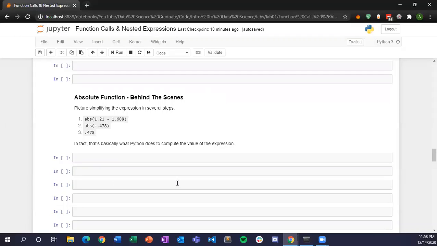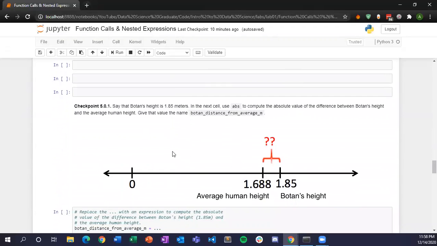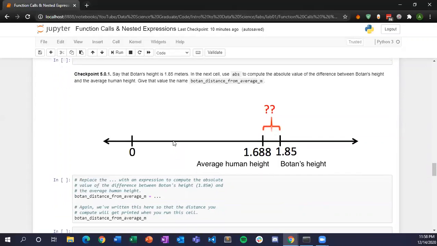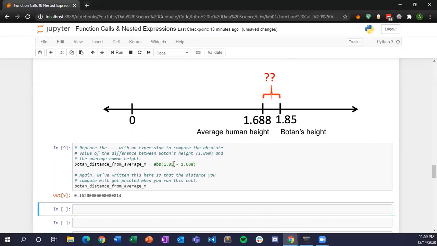So let's say we have another friend, Botan, and his height is 1.85 meters. In the next cell, let's use the absolute function to compute the absolute difference, or rather the absolute value of the difference between Botan's height and the average human height. So we write the absolute function of 1.85 minus 1.688. And we get that about 0.162 meters as its distance from the average in meters.